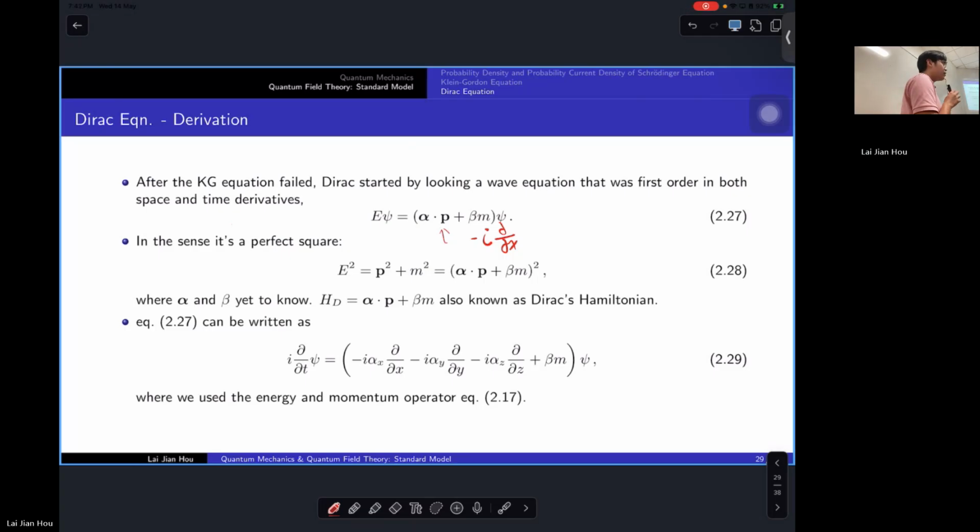No, we don't know what they are yet. The energy operator is fixed, it is here. The alpha and beta.